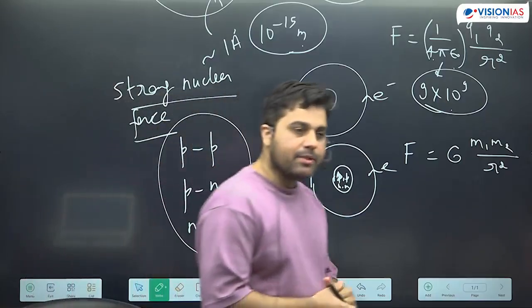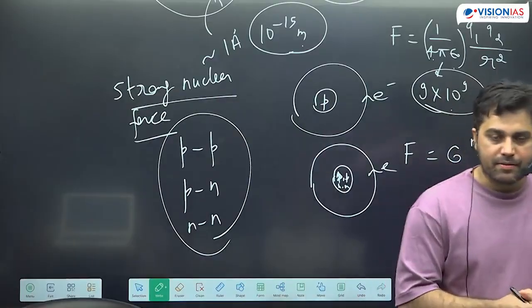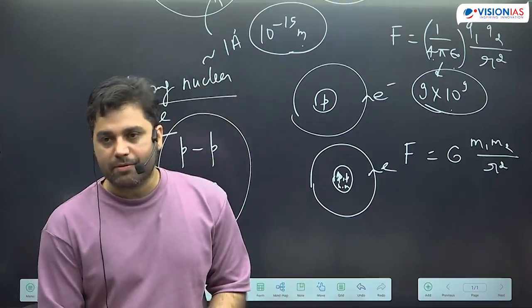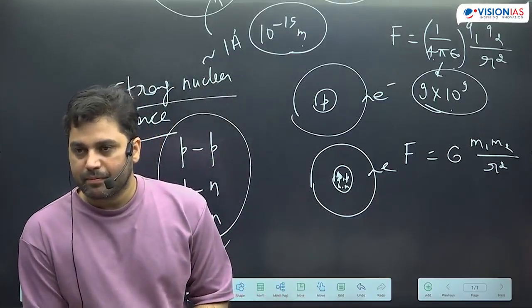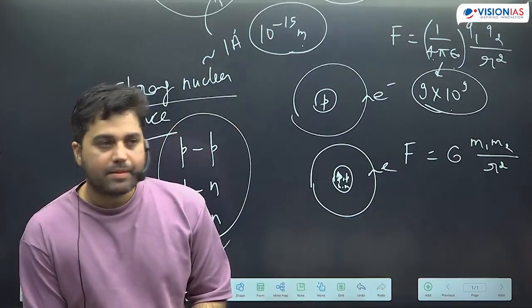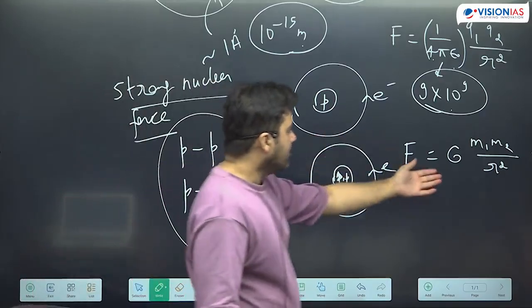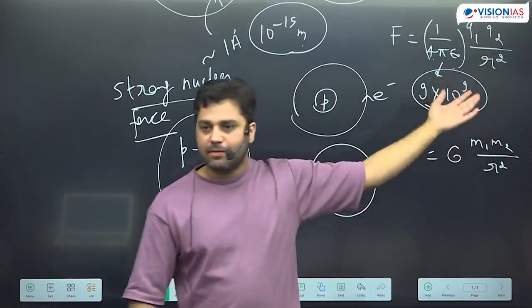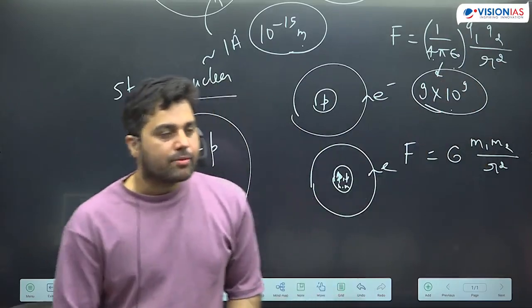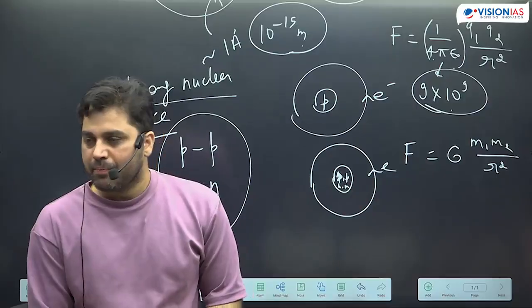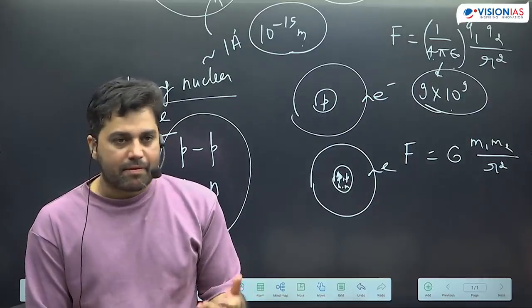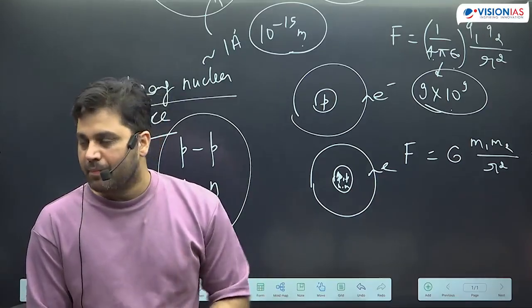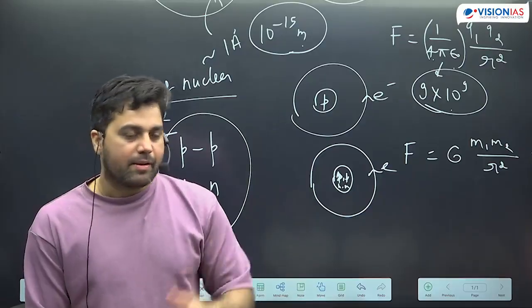What about the range of electromagnetic force? Up to what distance can electromagnetic force be felt? It is the same formula, right? m1 m2 by r square, q1 q2 by r square. So when r is a very large value, then electromagnetic force will become 0. So even electromagnetic force has a range of infinite, right? Theoretically it is so, but practically we never talk about electromagnetic force.